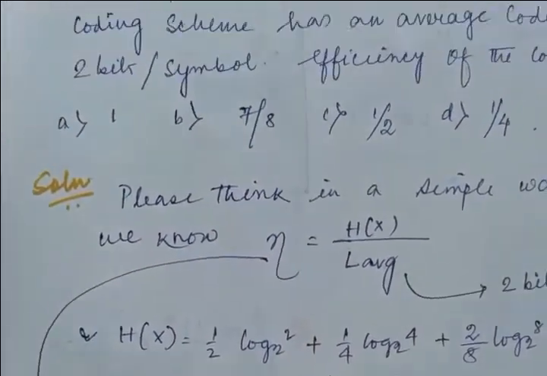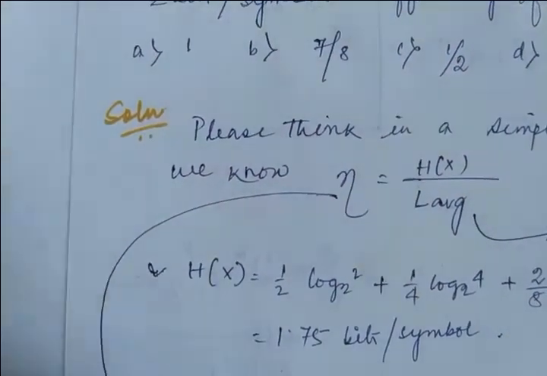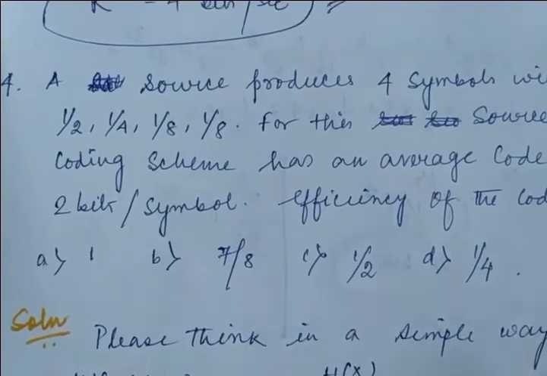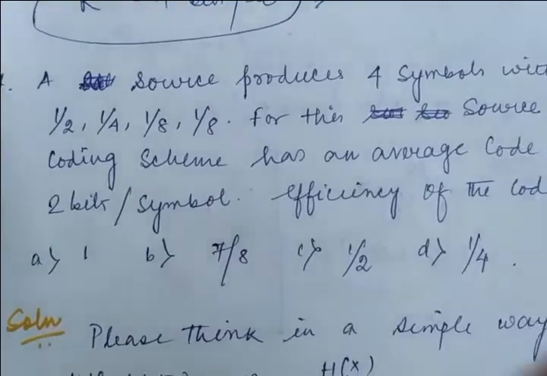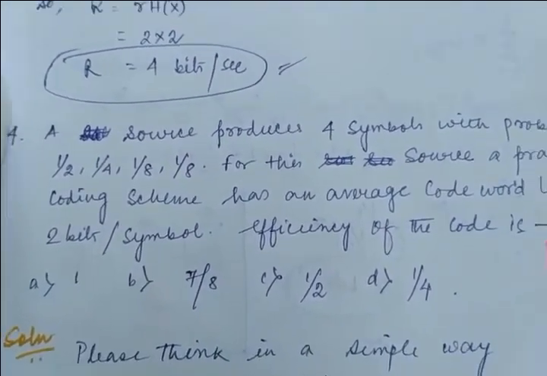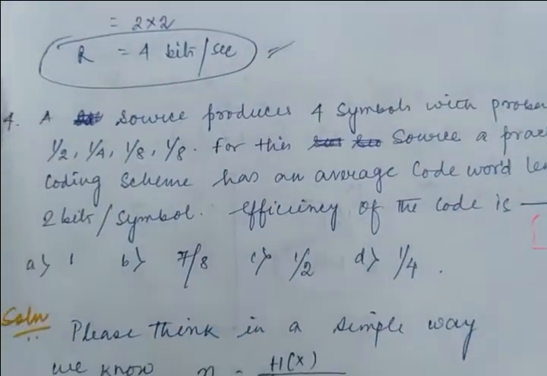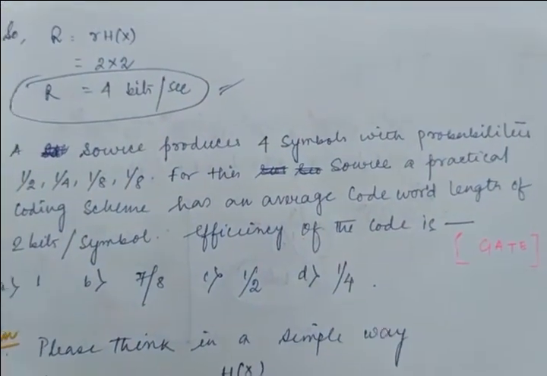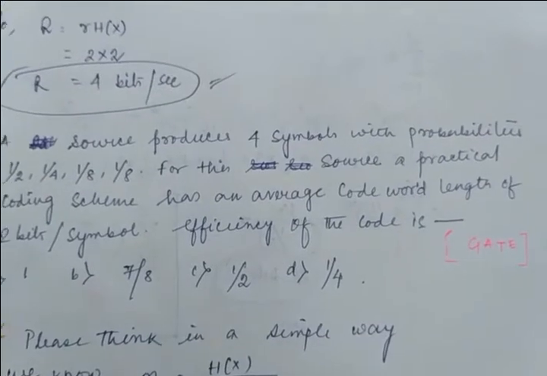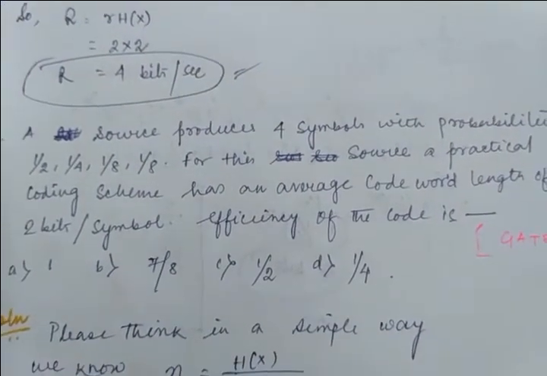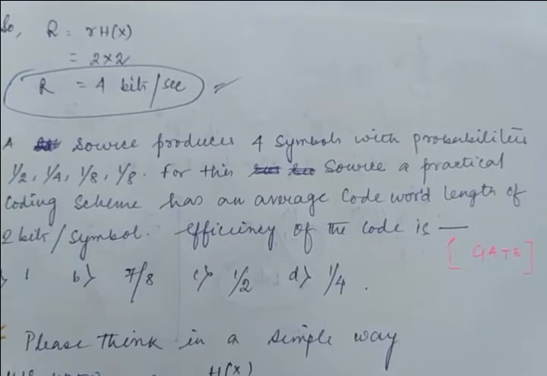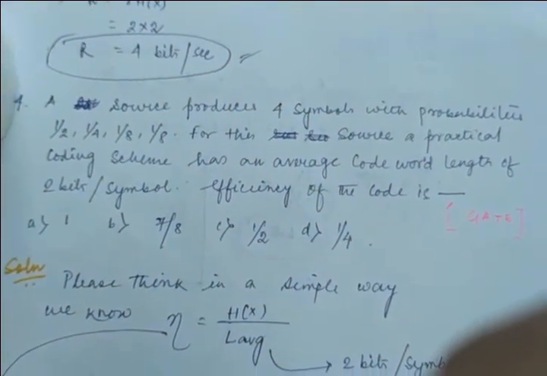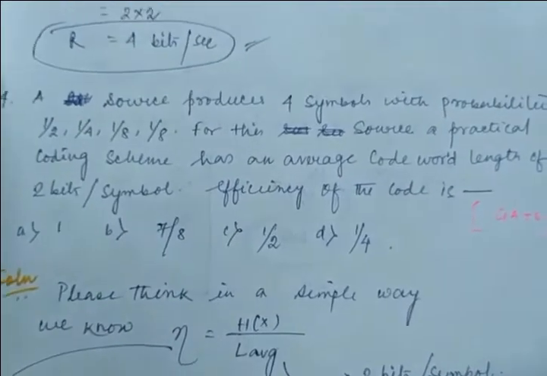Now, my next question is question number 4. Please see the question. A source produces 4 symbols with the probabilities of 1/4, 1/8, 1/8. For this source, a practical coding scheme has an average code word length of 2 bits per symbol. And what will be the efficiency? I think it's a very simple question, but asked in a different way.